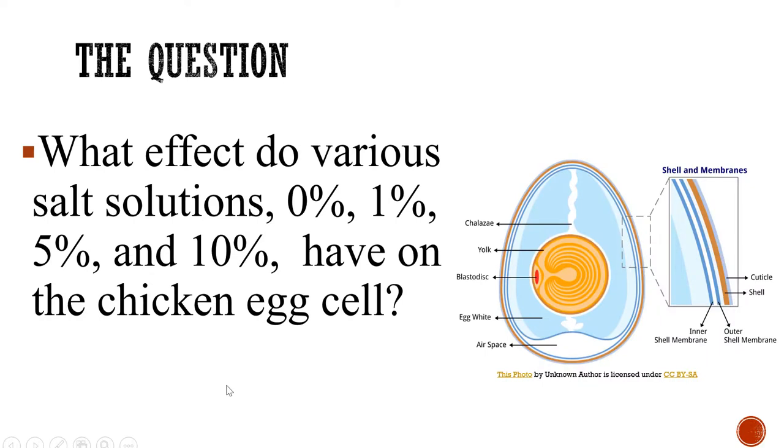The question you will be addressing today is, what effect do various salt solutions, 0%, 1%, 5%, and 10%, have on the chicken egg cell? Part of your observations is you should record the anatomy of the egg and how we are going to assess the effect of various salt concentrations on the egg. The very first step would be to remove the shell so we could expose the outer shell membrane and see the effect of osmosis on the chicken egg.